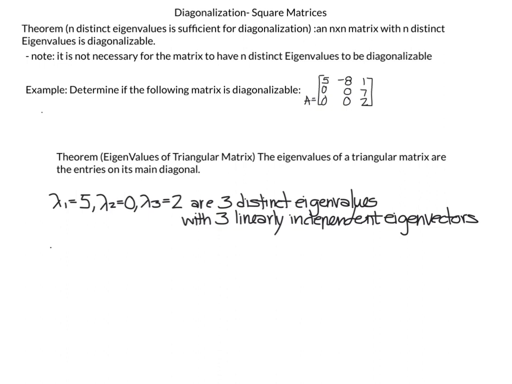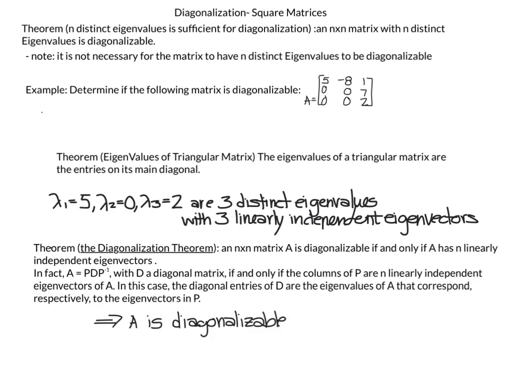So we have three distinct eigenvalues, which according to a theorem that we had gotten when we first talked about eigenvectors, eigenvalues, if the eigenvalues are distinct, then the associated eigenvectors are independent. So we'll have three linearly independent eigenvectors. Then to finish, we have our diagonalization theorem that says an n by n matrix is diagonalizable if and only if A has n linearly independent eigenvectors. Since n is equal to 3, because A is 3 by 3, we have three linearly independent eigenvectors. According to this theorem, that means A is diagonalizable.